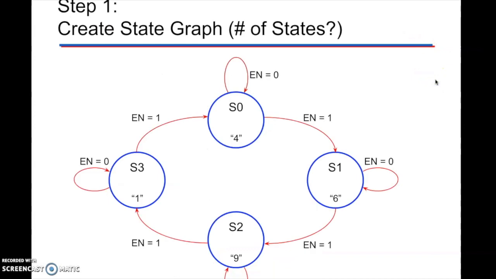So step 1 is to create our state graph. And this design has only one input, and that's the enable button. So each state bubble should have 2 transition arcs, one for the enable 0 and one for the enable 1. So you can see that there.